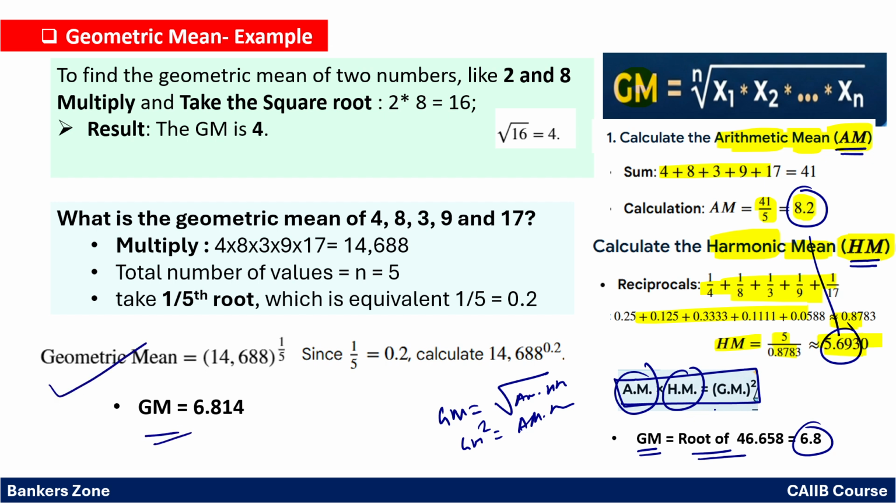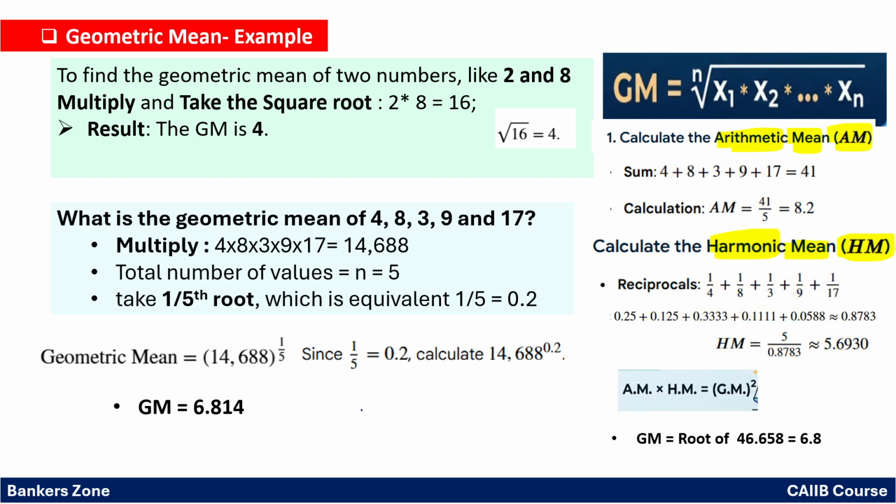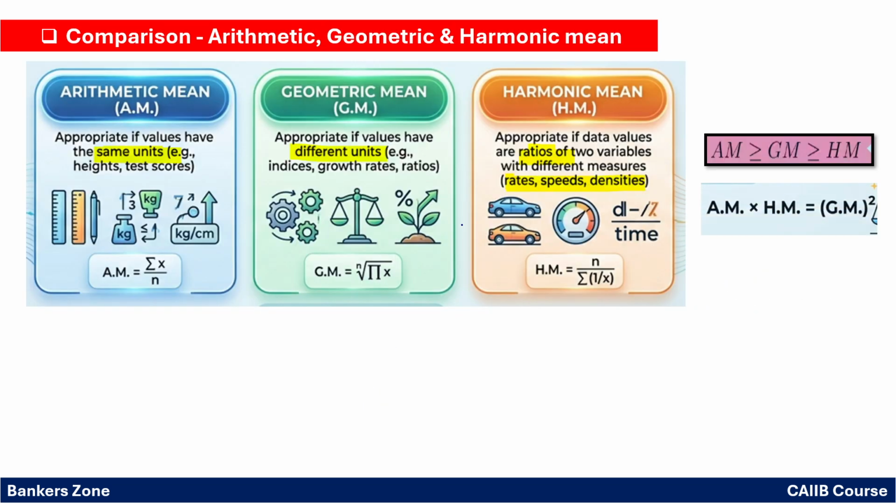So always remember, if you are not able to find the nth root, calculate the arithmetic mean, calculate the harmonic mean and take the square root of that, you will get the geometric mean, right? So remember that, from the exam point of view it is important. Now we will compare arithmetic, geometric and harmonic mean.